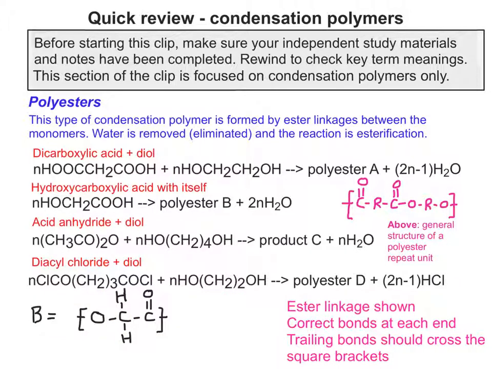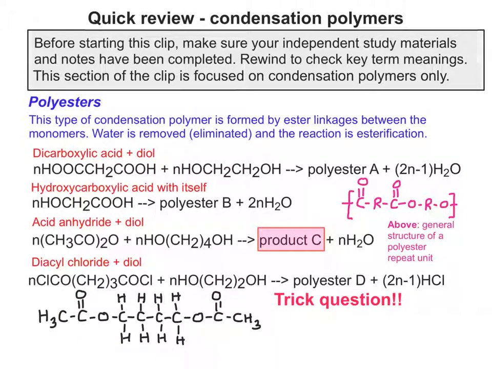So it's quite a simple one for polyester B. So let's move on to polyester C. Now I must admit I've been a little bit mean. You don't get a polyester by reacting an acid anhydride and a diol. Let me try and explain.